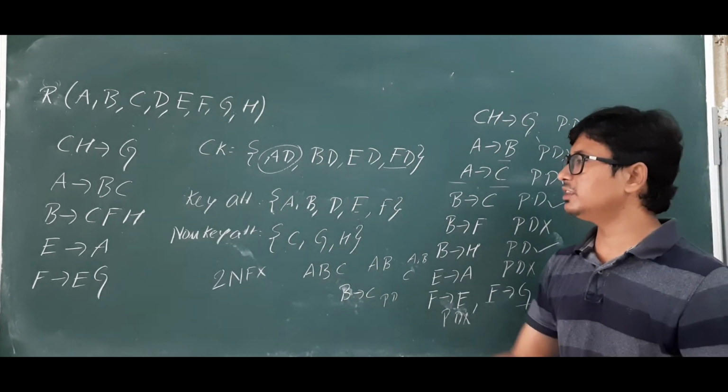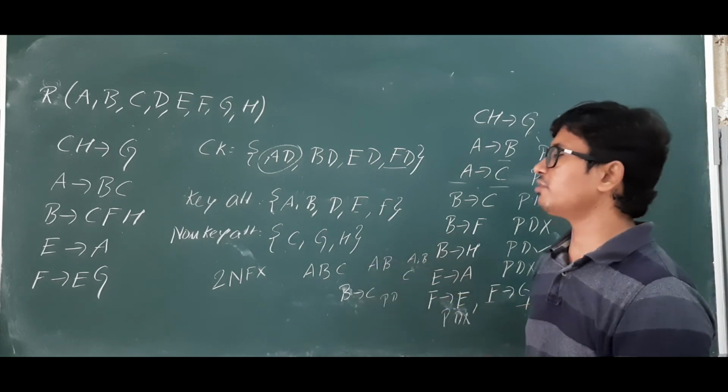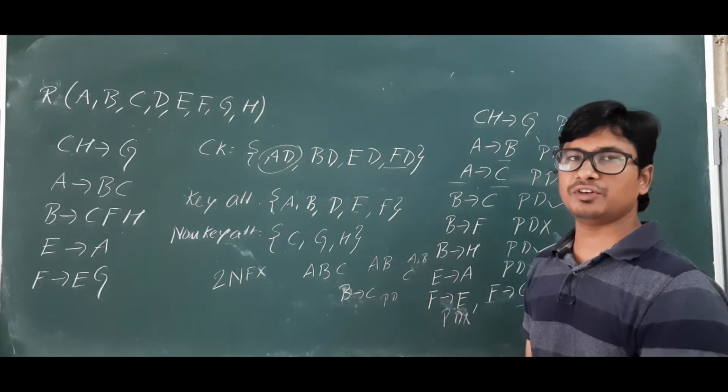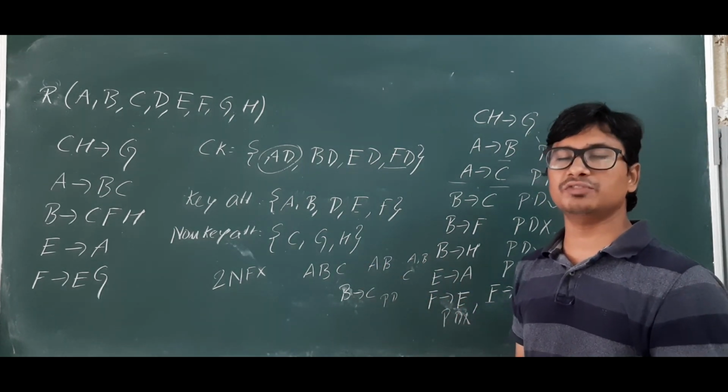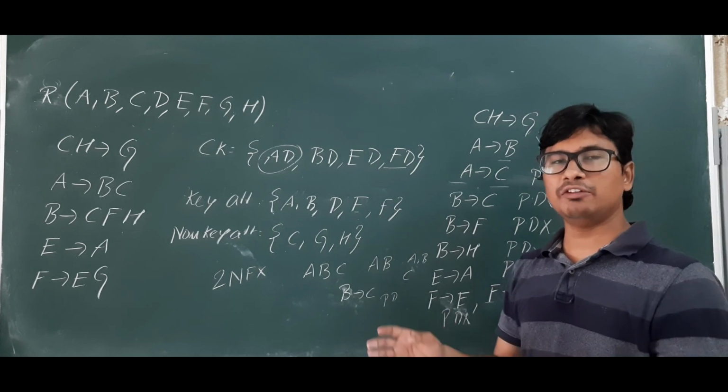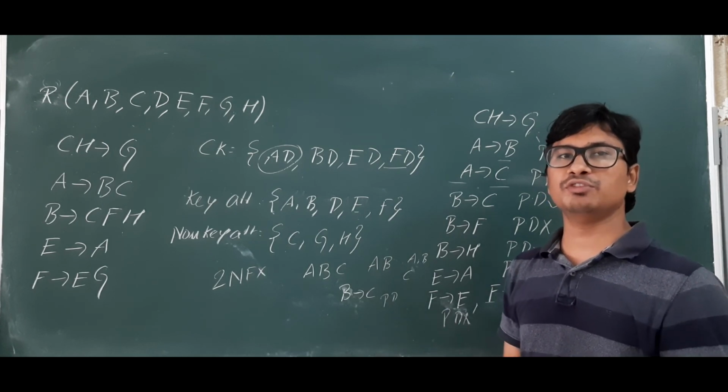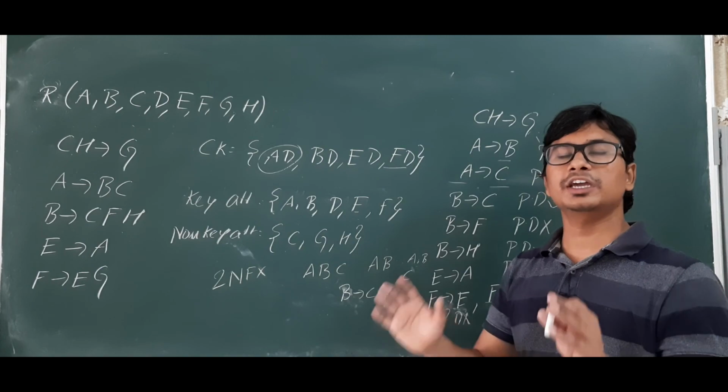I hope with this example you understand how to check whether a relation is in 2NF or not. If you do not understand this example, don't worry. I will take a few more examples so that you will understand the concepts better.